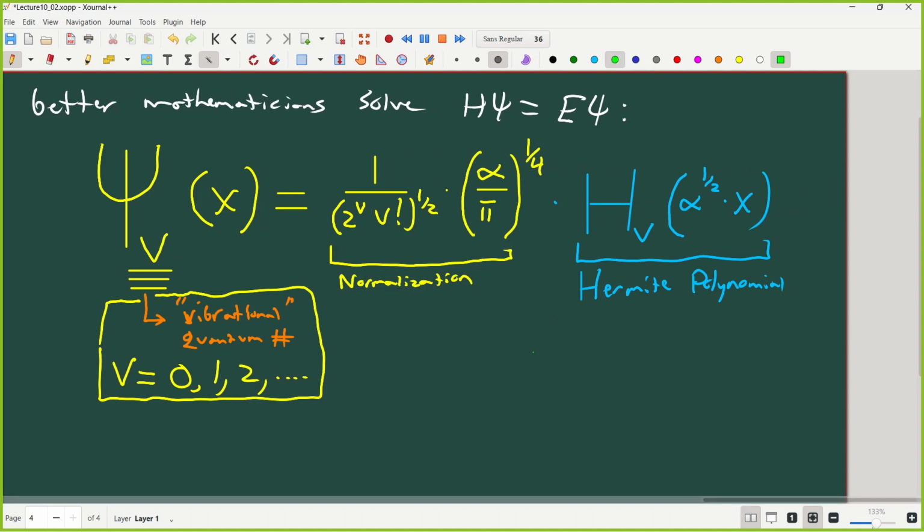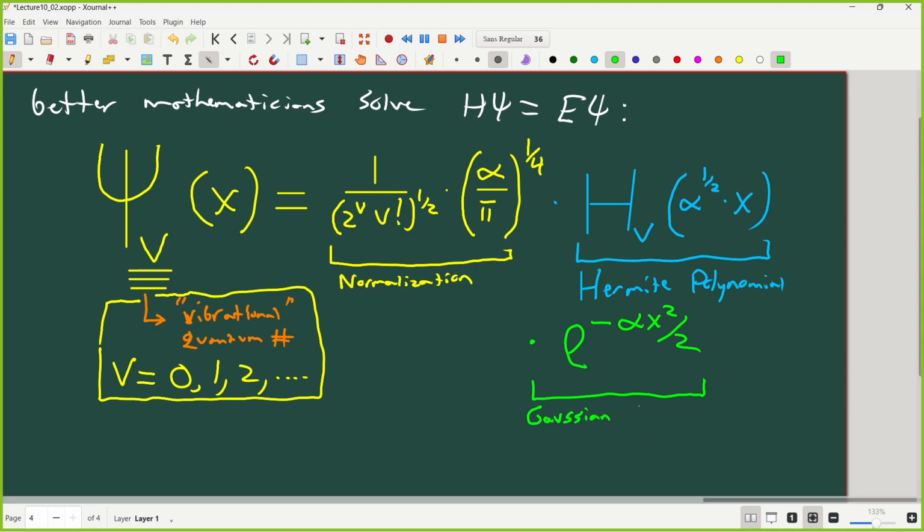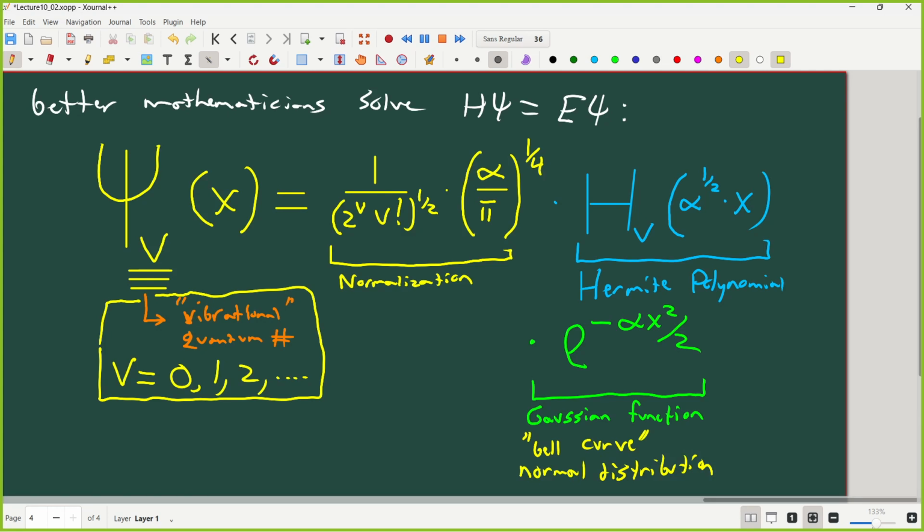And this is all multiplied by one more term. I don't have enough space. There's this e to the minus alpha x squared over 2. All right, and this function has a very special name. As a mathematician or a physicist or a chemist, we often call this a Gaussian function. But you guys know and love this function as a bell curve. This is a classic bell curve or a normal distribution. When you think bell curve, the function for a bell curve is e to the minus x squared over 2.